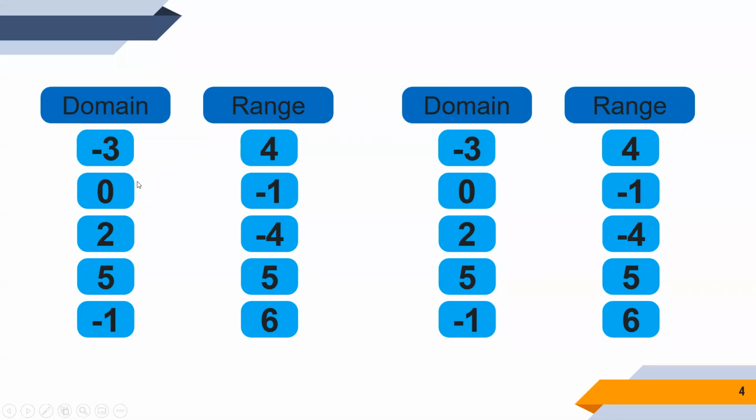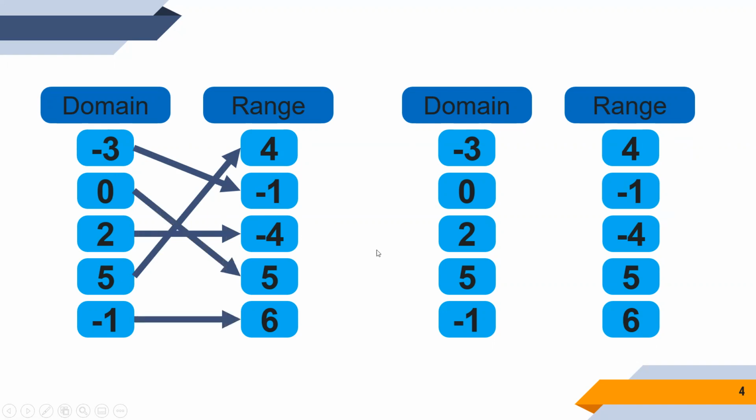So we have -3, 0, 2, 5, and -1. And for the range, we have 4, -1, -4, 5, and 6. Meron din tayo dito -3, 0, 2, 5, -1 for domain, and for the range, -1, -4, 5, and 6. Okay, so it depends on the elements na ibibigay dito sa function. For example, we have here -3 and -1. That's for the value of x, and this is for the value of y. 5 and +4, 2 and -4, 0 and 5, and -1 and +6.